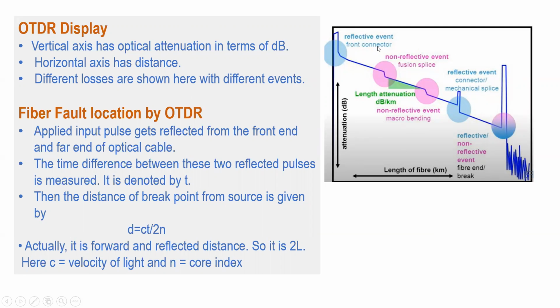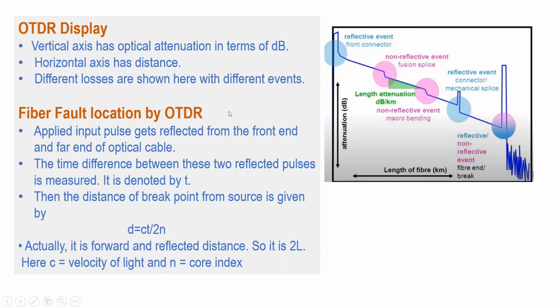One is a reflective event, the front connector. The first connector is going to be reflective in nature. Then occurs a fusion splice. If there is a splice, it is non-reflective, but there is some loss. And then comes a non-reflective event, micro bending. Then there is a bending, and this is a non-reflective event. Then comes one more connector. It will be a reflective event. Then comes the end of the fiber.